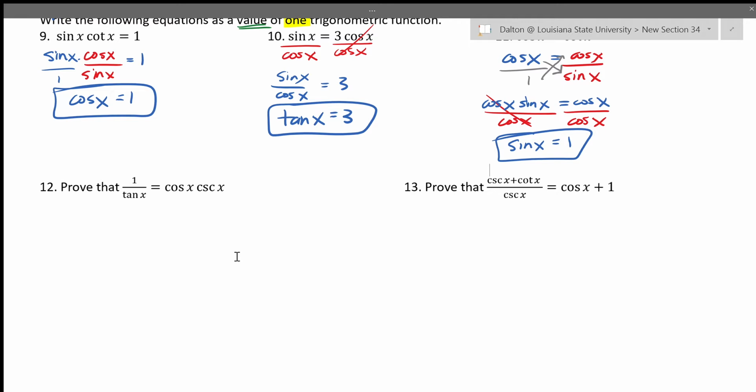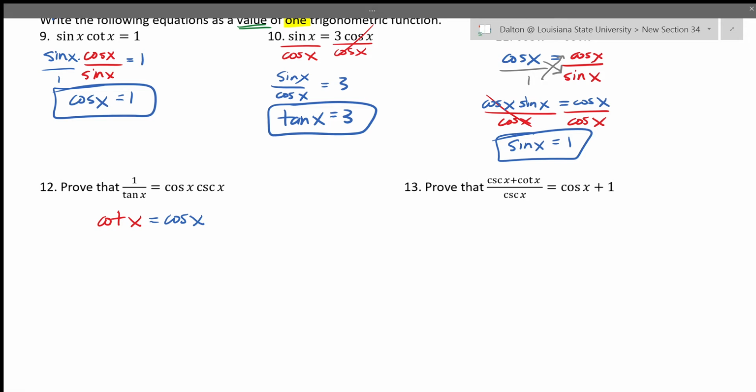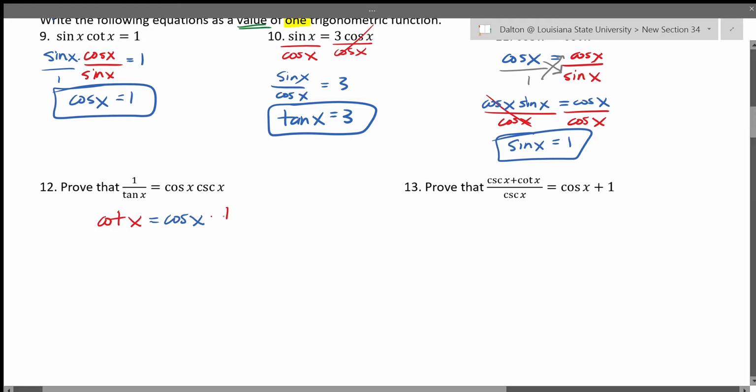Number 12, prove that 1 over tangent of x equals cosine of x times cosecant x. I'm going to choose to change a couple of things here. I know that 1 over tangent of x is cotangent. It's the reciprocal. So then cotangent is equal to, I'm going to leave cosine of x alone, and I'm going to convert cosecant into its reciprocal, which is 1 over sine.